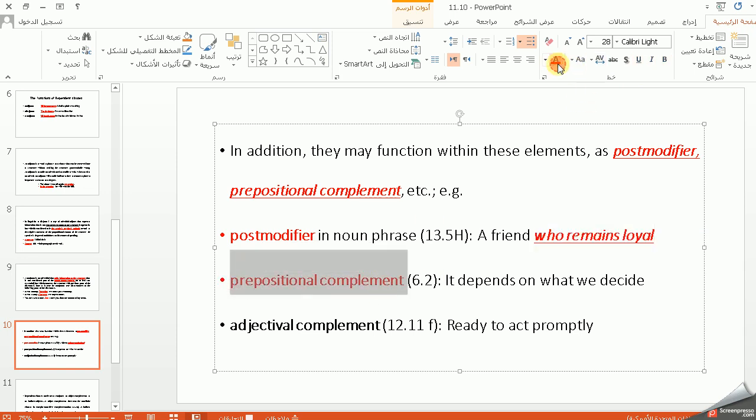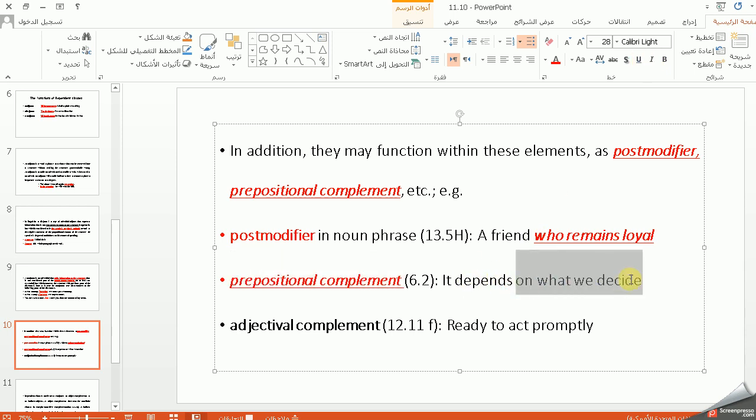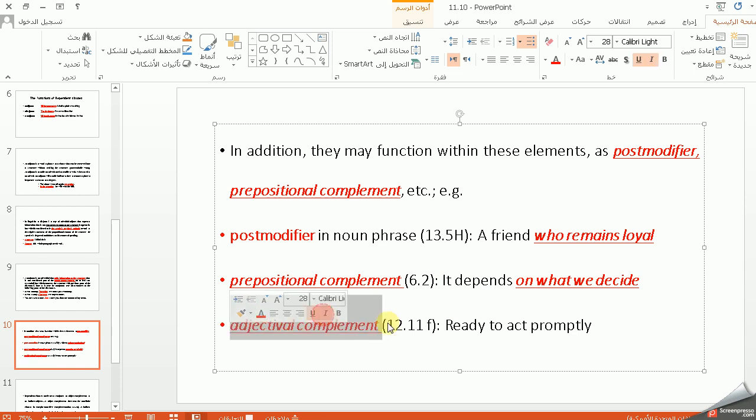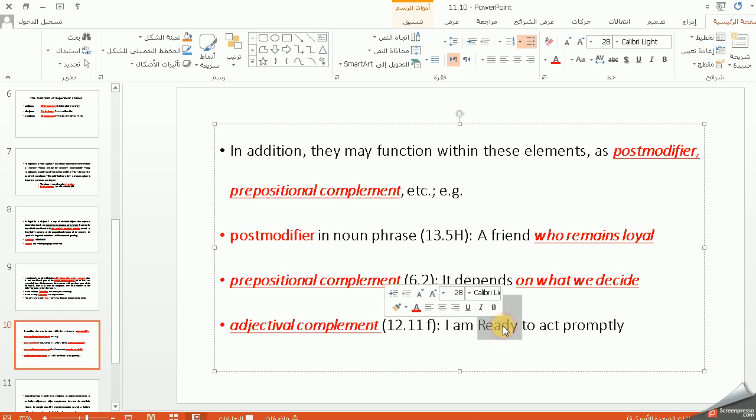Prepositional complement: in this case it depends on what we decide in the preposition, so it completes the prepositional complement. It depends on subject, verb, and the complement of the preposition. Adjectival complement: I am ready. If I want to write the sentence, I am ready for what? Ready is the adjective, and here it is completed with to act promptly. This is the completion of the adjective.